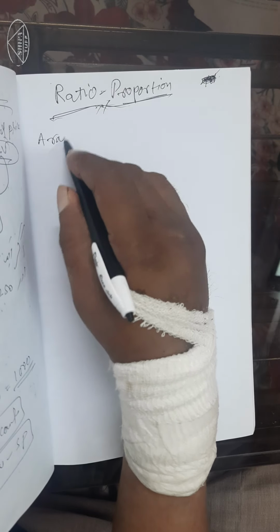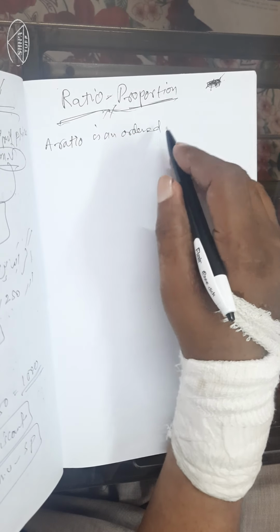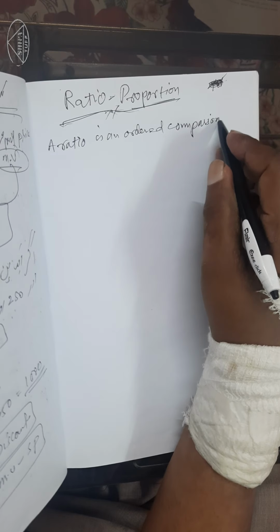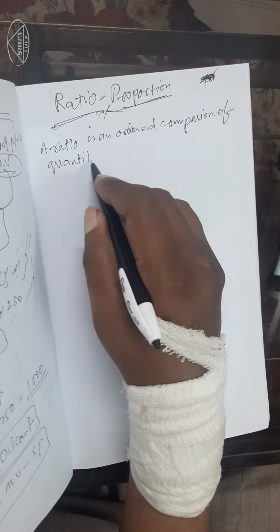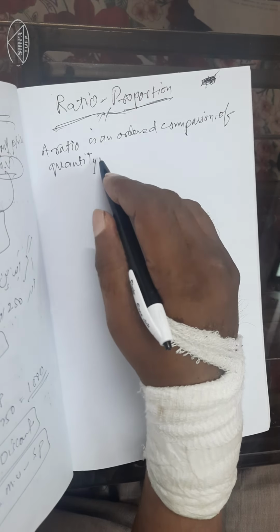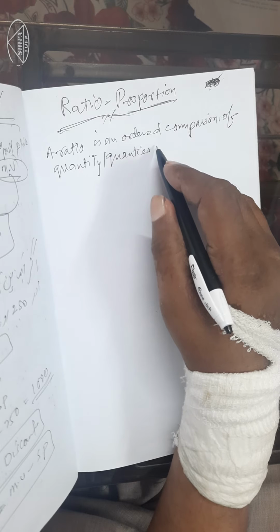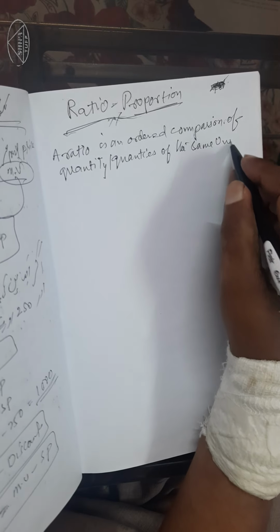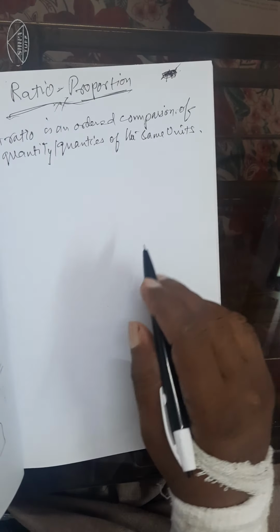A ratio is an ordered comparison of quantity or quantities of the same unit. So, a ratio is an ordered comparison of quantity or quantities of the same units.